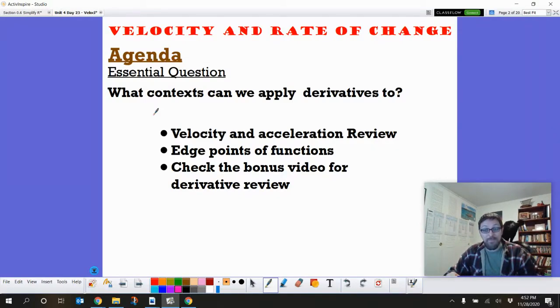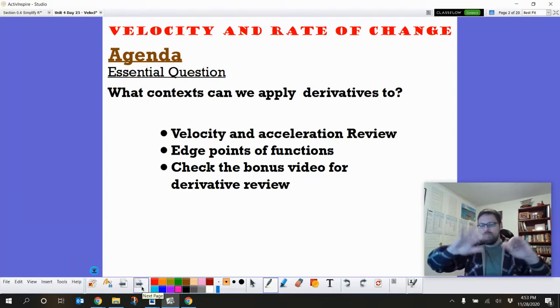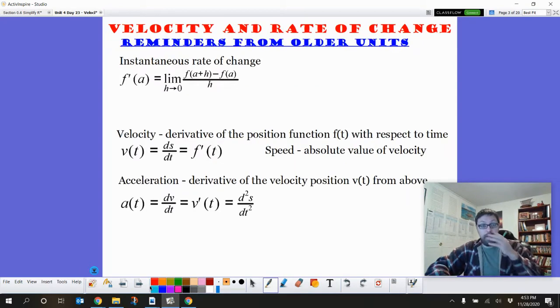Hi, and welcome to Unit 4. In this unit, we're not learning anything super new. We're just applying the things that we've learned in previous chapters into new contexts. Rather than solving for just an analogous x for whatever that is, we're actually going to be looking at specific instances where we need derivatives to figure out what's going on.